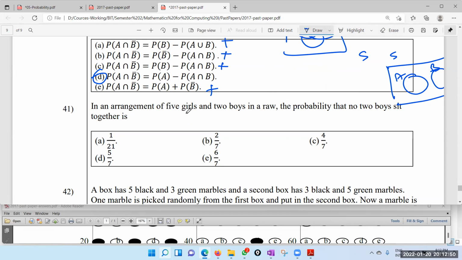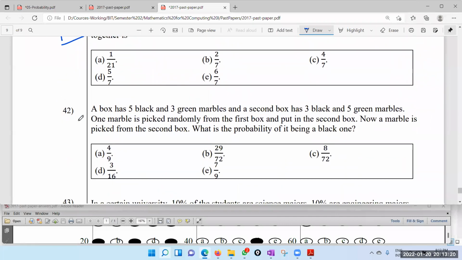If an arrangement of five girls and 2 boys in a row, the probability that no 2 boys sit together is... this is a bit easier if we do counting, because this is an arrangement question. So therefore let's not do it right now. It is easier if we do the counting first, because only after counting do we talk about how to arrange. Okay, let's keep it.